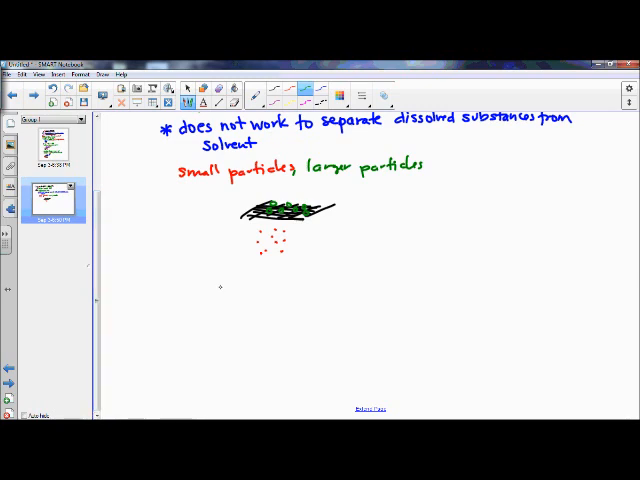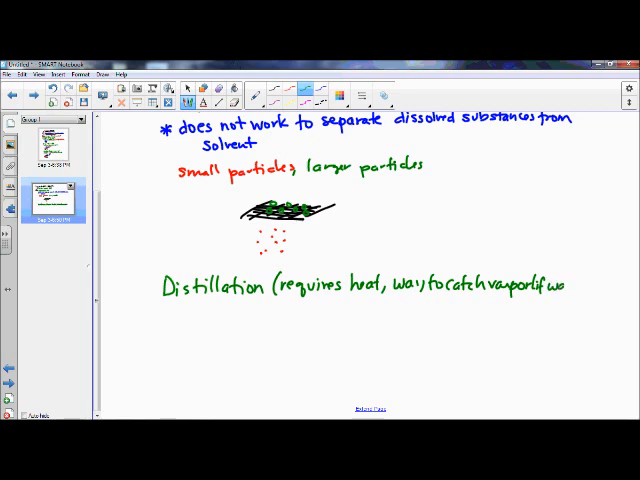Okay, the next one is called distillation. This is what you do want to use. This requires two things. This requires heat, and a way to catch vapor. Vapor is just a gas, if you want the vapor. All right. Distillation is really good if there's differences in boiling points.